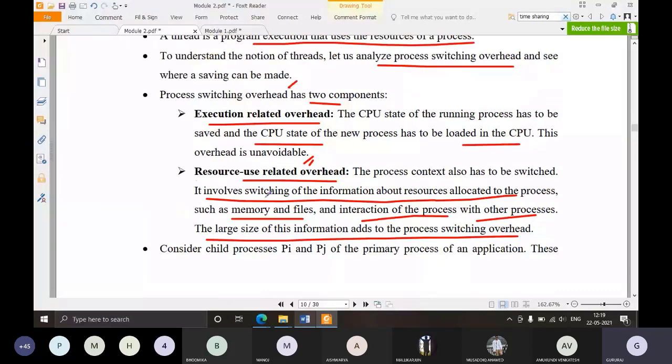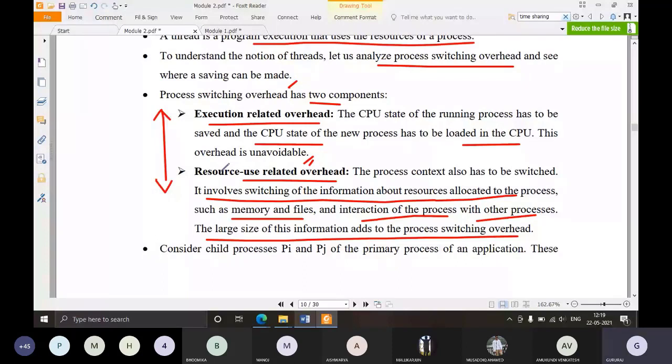So these are the two overheads whenever a process is switched. Whenever a new process is given the chance to execute, this is the time consumed by the OS to do the switching, so that the switching takes place smoothly and the next process which gets the CPU can do its operation without any hiccups.